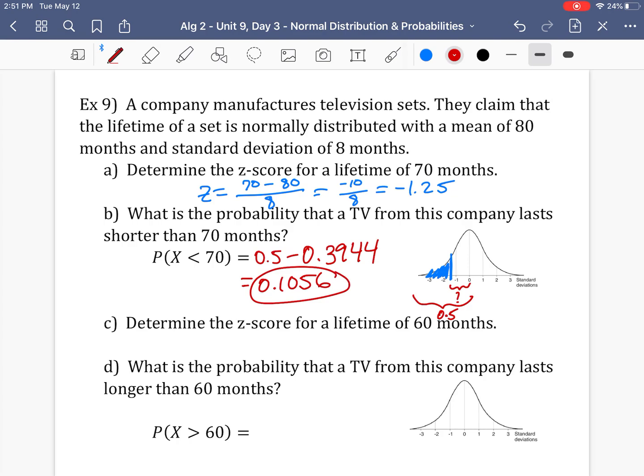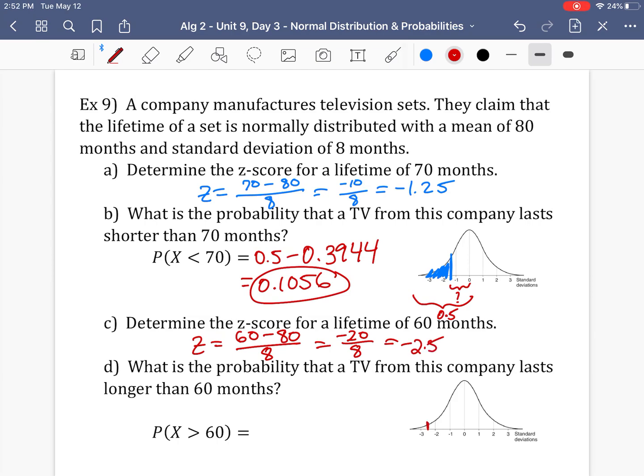Okay. All right, determine the z-score for 60 months. So z equals 60 minus 80 over 8. All right, so again, it's below the mean, so it should be a negative z-score. So that's negative 20 over 8. So 20 divided by 8, I get negative 2.5. So negative 2.5 puts me about right here.